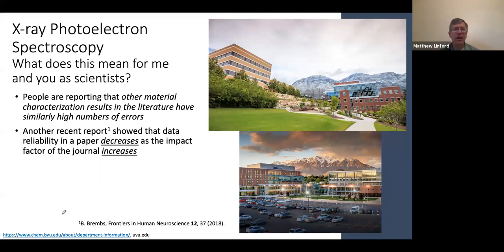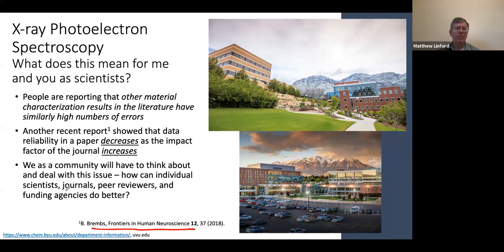Again, this is not just a problem with XPS. This is a problem in general with the scientific literature. And in fact, this report right here recently showed that data reliability in a paper decreases as the impact factor of the journal increases. And so we as a community need to think about how to do better.